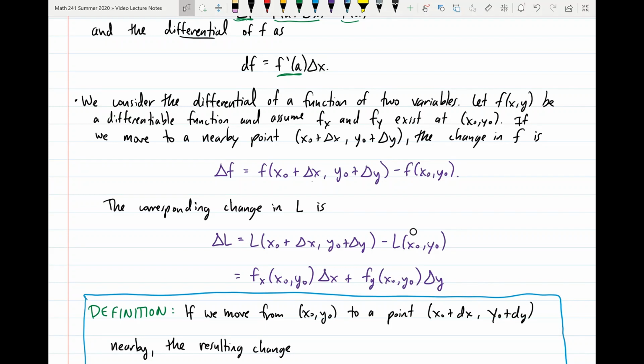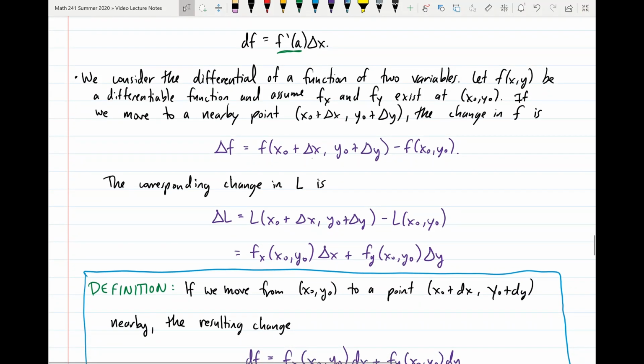So we can let f of x,y be some differentiable function and assume that both of the partial derivatives exist at some point x0, y0. Then if we move to a nearby point x0 plus delta x, y0 plus delta y, so here we have the change in x and the change in y, then the change in our function f is given by delta f is equal to f of our new point, so f of x0 plus delta x, y0 plus delta y, minus f at our old point.